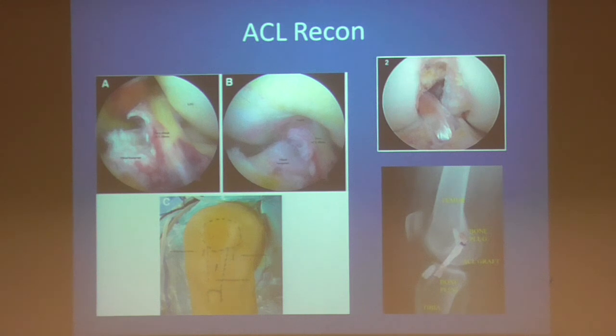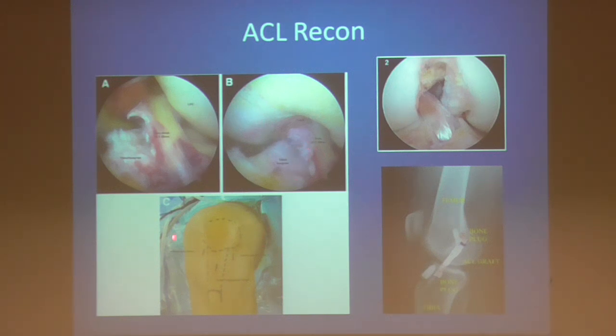What does an ACL tear look like intraoperatively? Again, this is done completely with the scope. If you've seen incisions on patients, it was likely to get the graft out, not to do the actual procedure itself. So if you look here, this is the ACL, and you can see where it was torn completely across here. And this is another view of it from the other side.